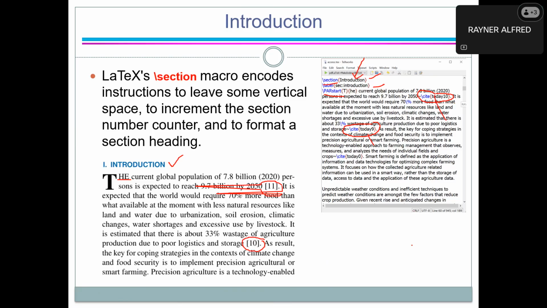So by having this format, the system will be able to detect which one is the introduction, which one is the section, which one is the citation, and so on. So it is easier for them to extract that information. So this is in LaTeX. Very useful when you write a paper for a journal.